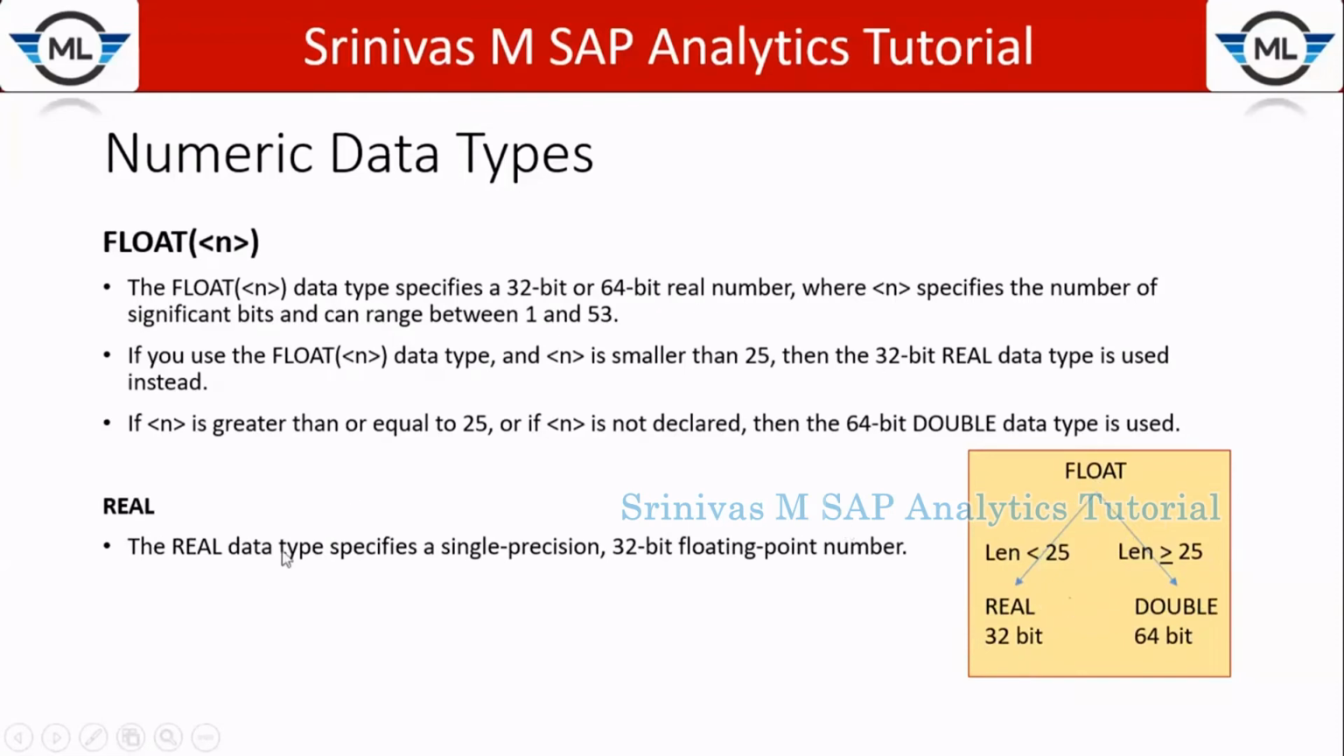Okay, so what is real? The real data type specifies a single precision 32-bit floating point number. Okay, so a 32-bit floating point number, we consider it as a real number.